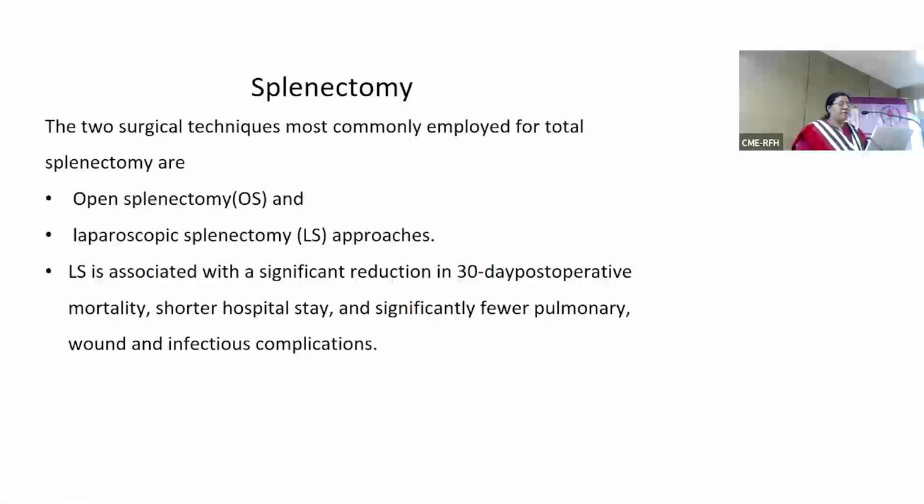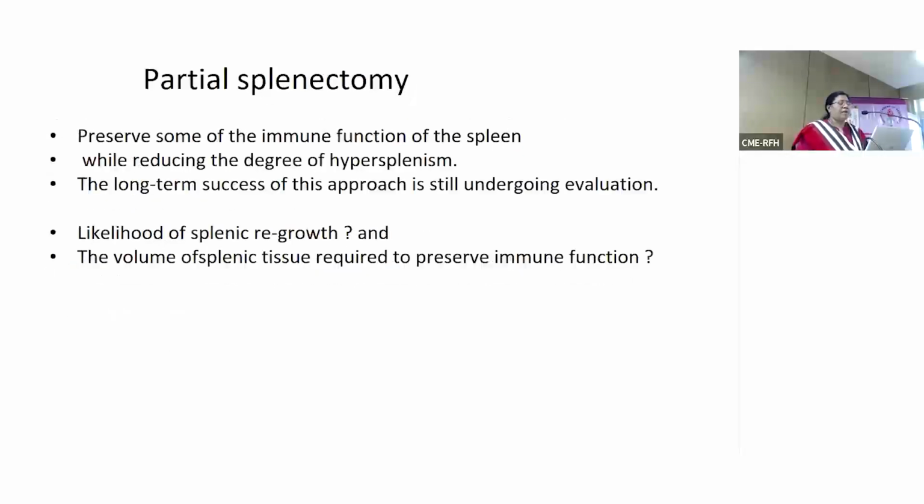So I'll talk about this. As we all know, surgically there are two methods: open splenectomy or laparoscopy. Laparoscopy requires a little more expertise, but is less morbid because the hospital stay is shorter, and there are fewer complications and infections and less post-op care. There is something called partial splenectomy, where a part of the spleen can be removed.